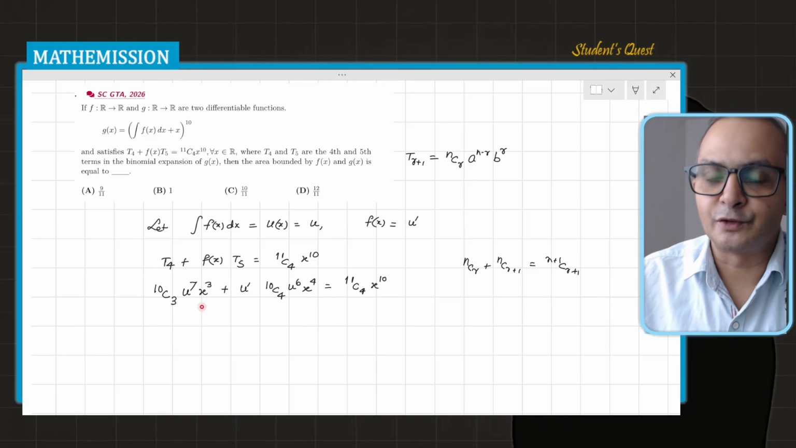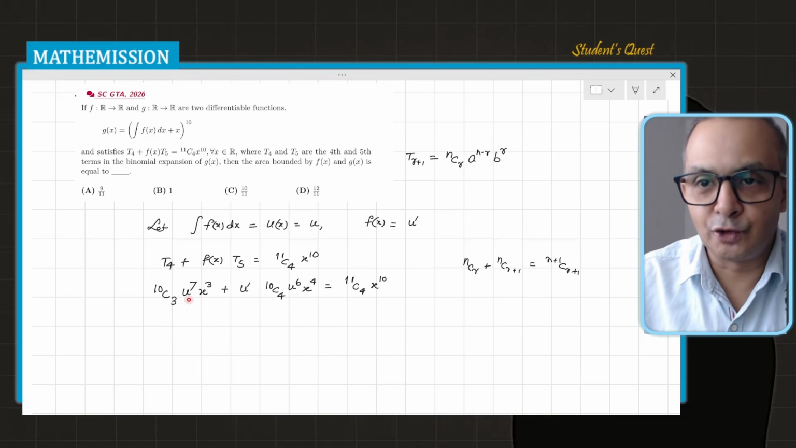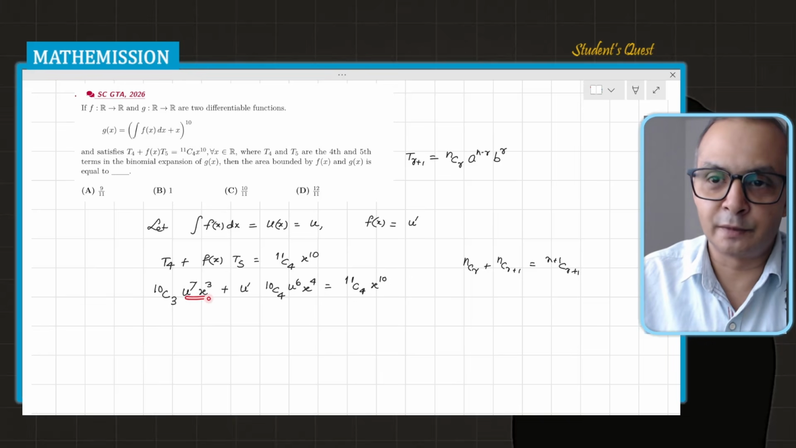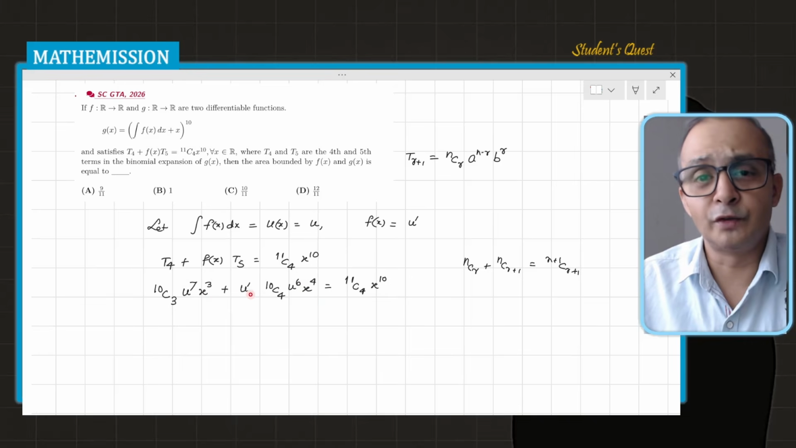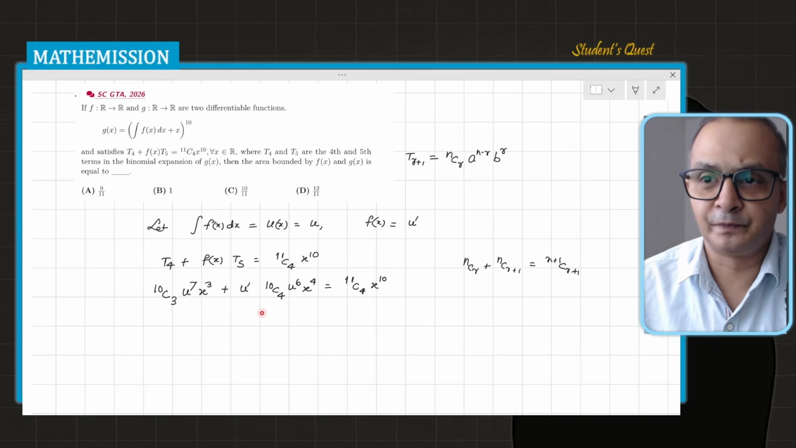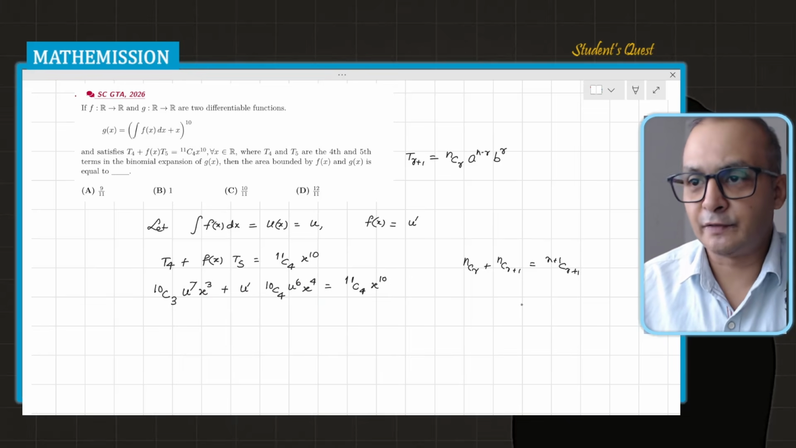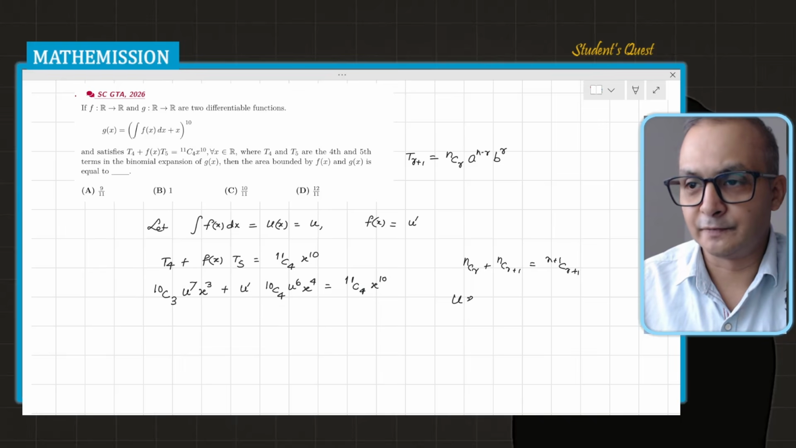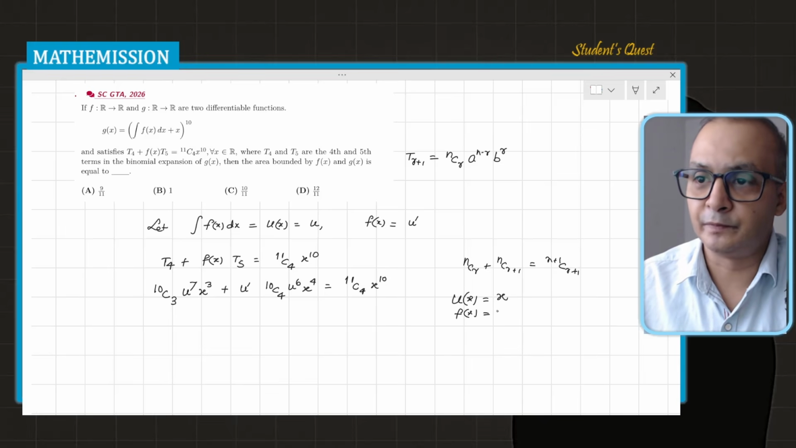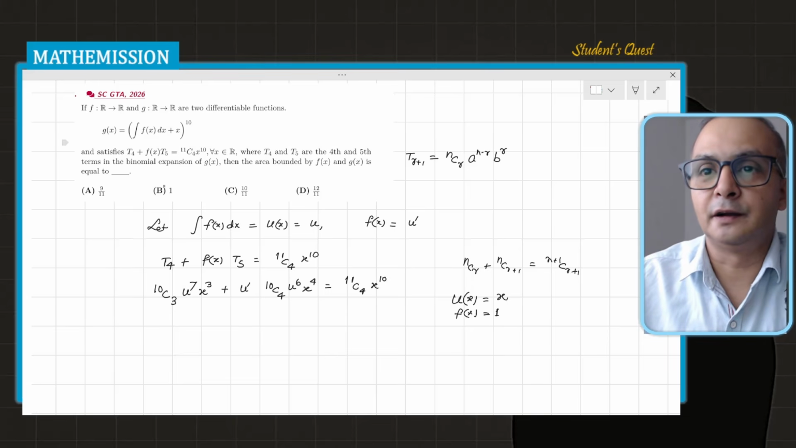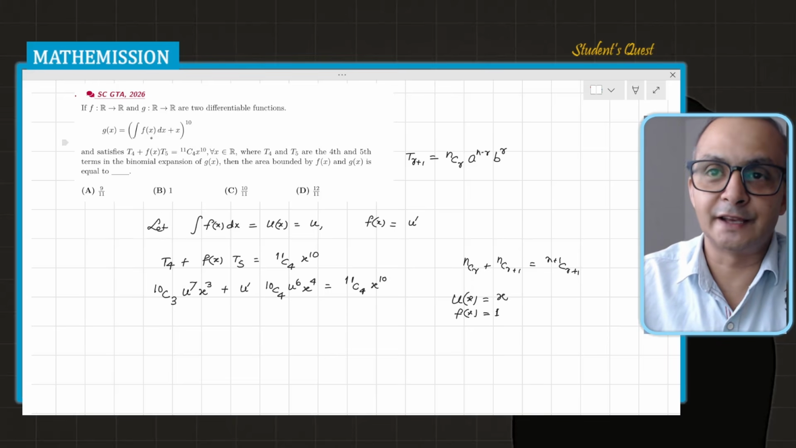You notice it will be only possible if I take u as x, because this will become 7 and 3, 10. This is 6 and 4, 10, and the derivative of u will be 1 because I'm taking u as x. So in this way we can identify that the function u(x) is going to be x. Therefore our f(x) should be 1, and from there I can find out the g(x) function.